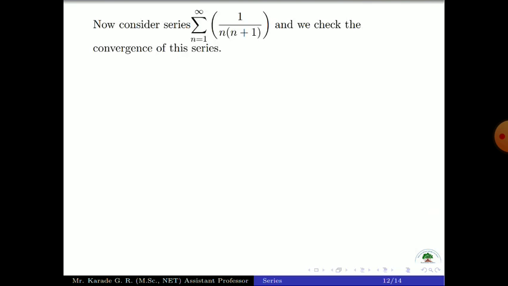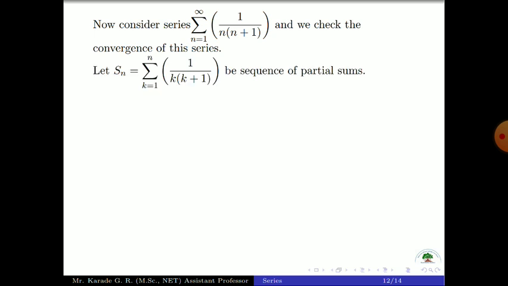Okay, that is important. Now consider the series summation 1 upon n into bracket n plus 1, and we check the convergence of this series. Let Sn be the sequence of partial sums of the above series. Let Sn equal summation 1 upon k into bracket k plus 1, k runs from 1 to n. So this Sn contains n terms, and this is the sequence of partial sums of the above series.